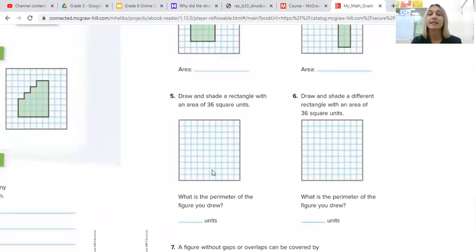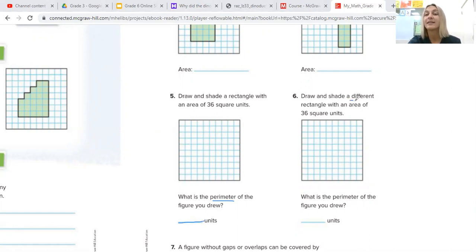Now number 5 and 6 are kind of the opposite. It's like what we did on the first page. Draw and shade a rectangle with an area of 36 units. So you're going to draw one rectangle, area is 36. Then you're going to find the perimeter. Now that's what's around the outside, so you can add up all of the sides. Then tell me how many units make up the perimeter.